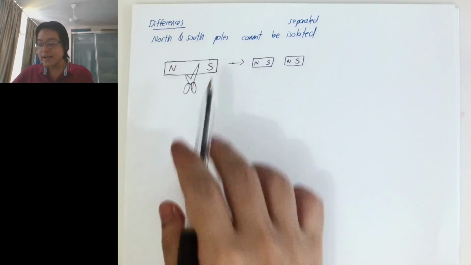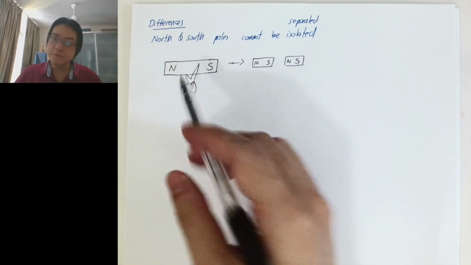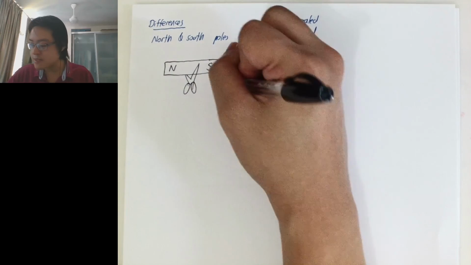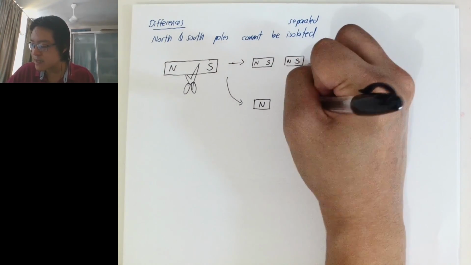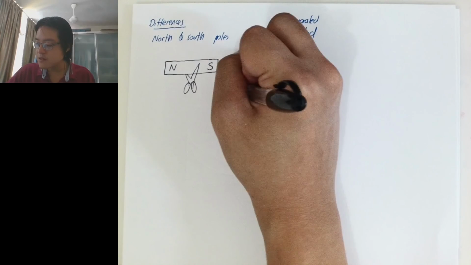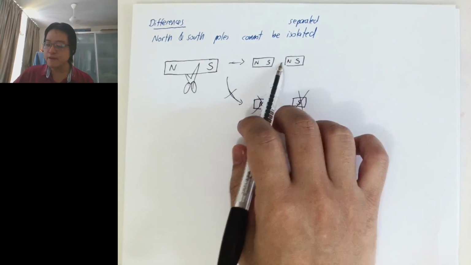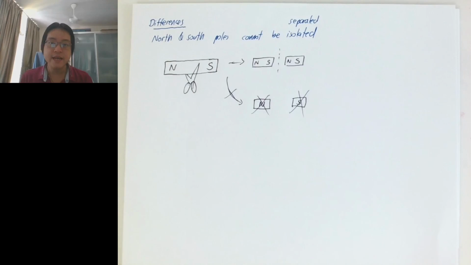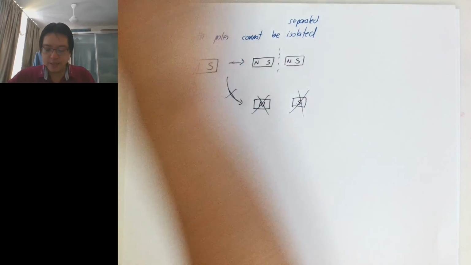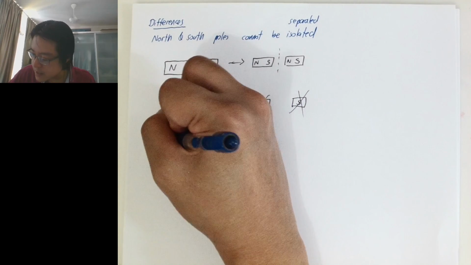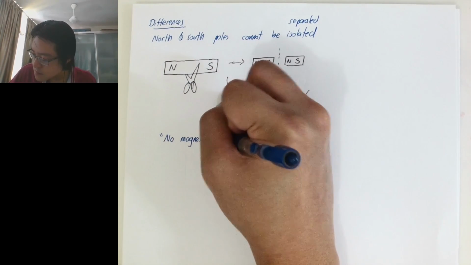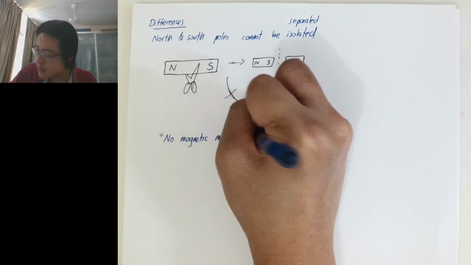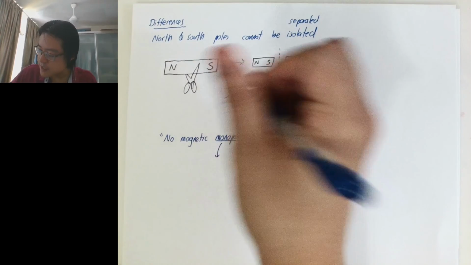We cannot separate a north pole by itself, and we cannot separate a south pole by itself. You cannot get something that is only a north pole or only a south pole. Even if you cut a magnet, you just end up with north-south, north-south. That is the reason why we say that we have no magnetic monopoles. Magnetic monopole is another way of saying magnetic charges.